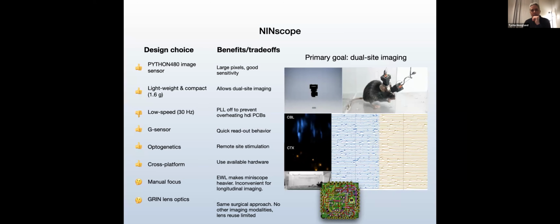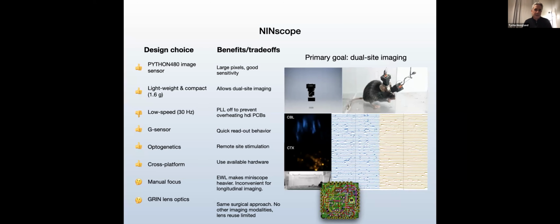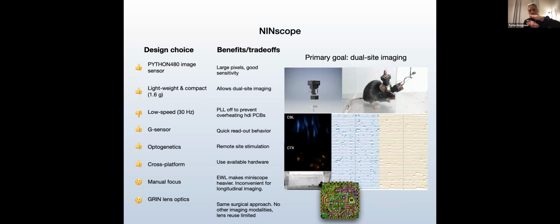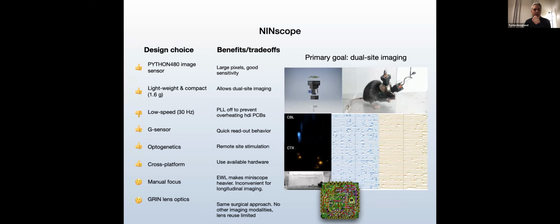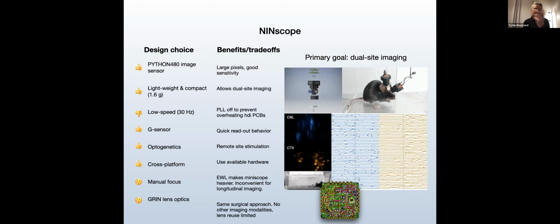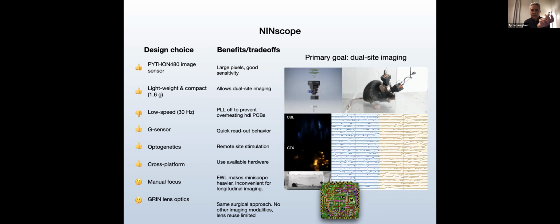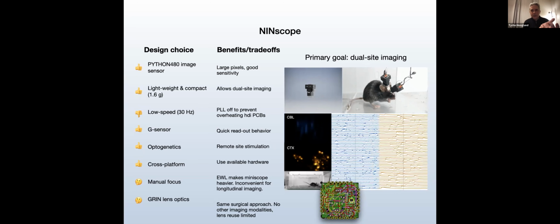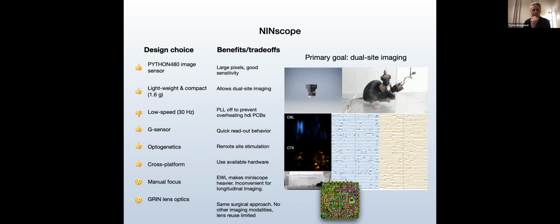And so in addition to having this small compact set of PCBs that we used, we decided to stack the two PCBs so that we had more space to add additional functionality. And one of the things that we added was, for example, a G-sensor. And we thought it would be useful to have a quick readout of behavior without having to go through very advanced behavioral tracking using, for example, machine learning approaches.